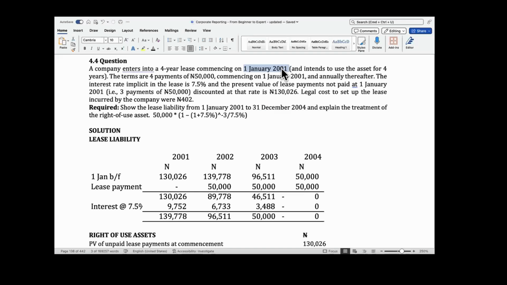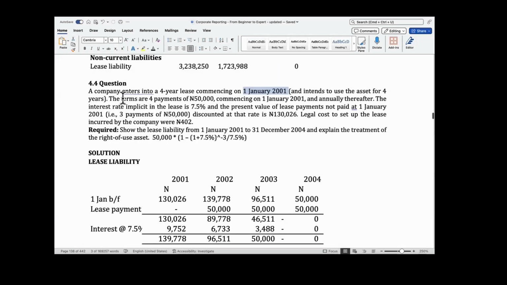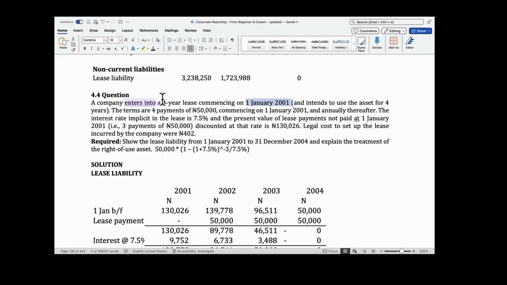Show the lease liability from 1st January 2001 to 31st December 2004 and explain the treatment of the right of use assets. Okay, so almost similar question. A company enters into a 4-year lease commencing on 1st January 2001. So he intends to use the asset for 4 years. The terms are 4 payments of 50,000 commencing on 1st January and annually thereafter.